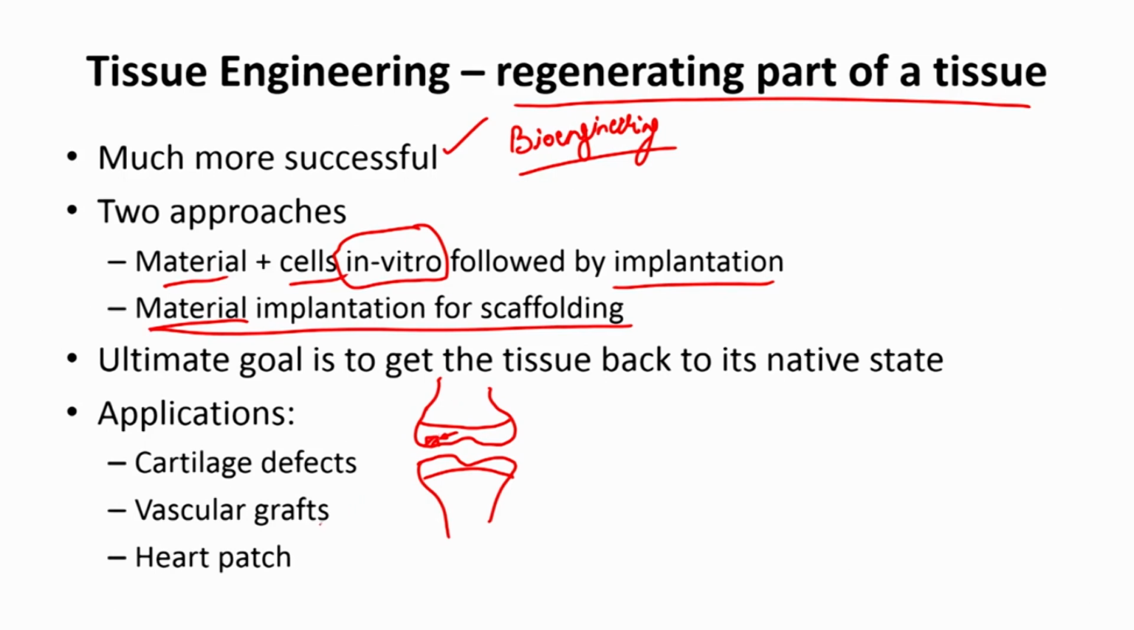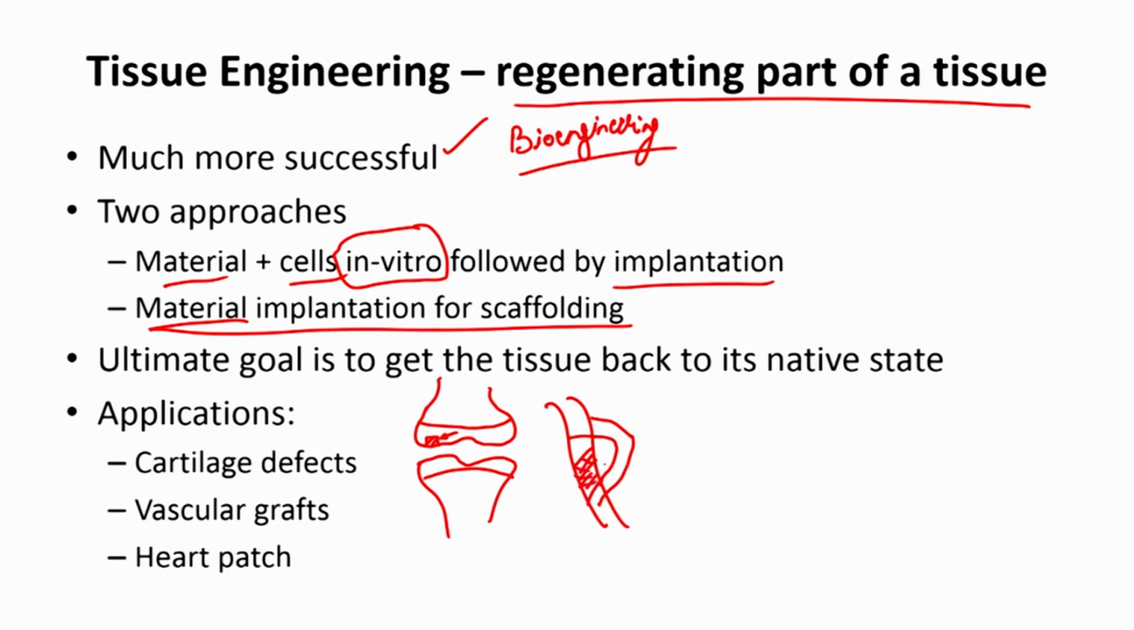The same thing happens with vascular grafts, where some part of your blood vessels gets damaged, maybe it is a plaque, maybe it is something else. If you have a vessel and some part is blocked, you can take another vessel and graft it such that it connects back to the next tissue, and you can bypass this block that is present.